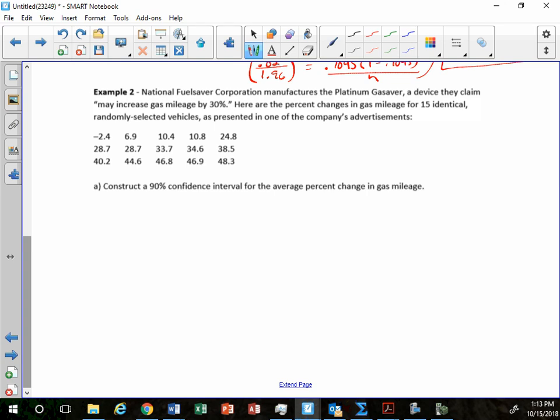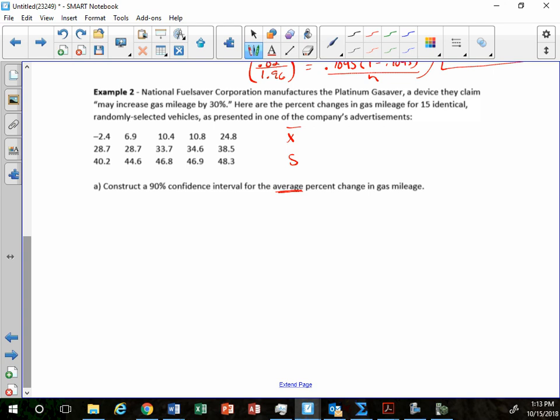So if it's negative, what do you think that means? What happened to the gas mileage? Yeah, it actually got worse, okay? The positive values, the gas mileage increased. So I want you to construct a 90% confidence interval for average percent change in gas mileage. So is this a means or proportion problem? Means, okay?